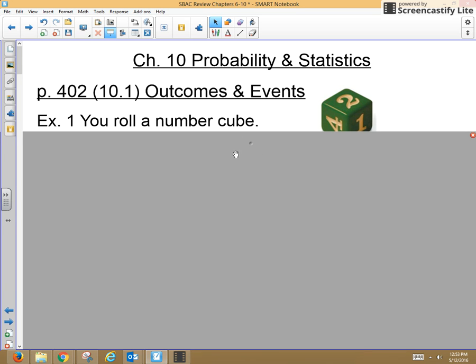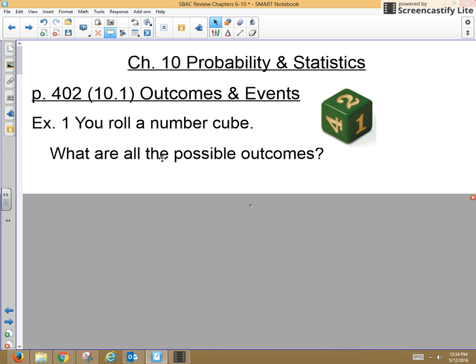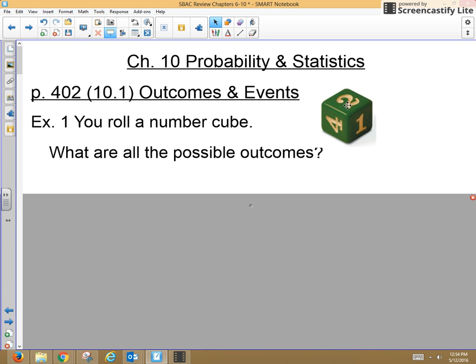So example 1, you roll a number cube. What are all the possible outcomes? So looking at the picture here, you can see that a number cube goes from 1 through 6. So your outcomes that I'd like you to write down would be 1, 2, 3, 4, 5, and 6. You just list them when it asks for all the possible outcomes.